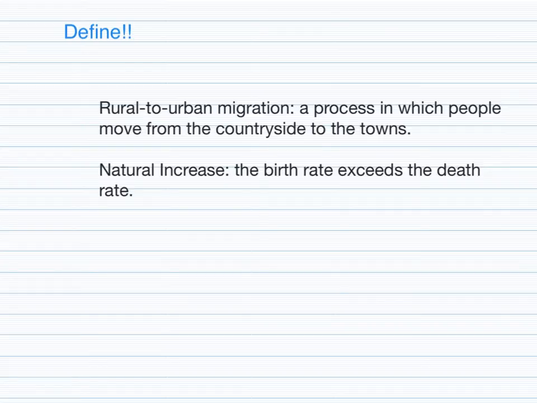The second one there is natural increase. This is when the birth rate exceeds the death rate, or in other words, there are more people being born than dying. And this is something naturally happening in cities because there are more younger people there. So there's not as many people dying and there's more people being born. So if you could, copy those down into your books, and then we'll move on to the next part.